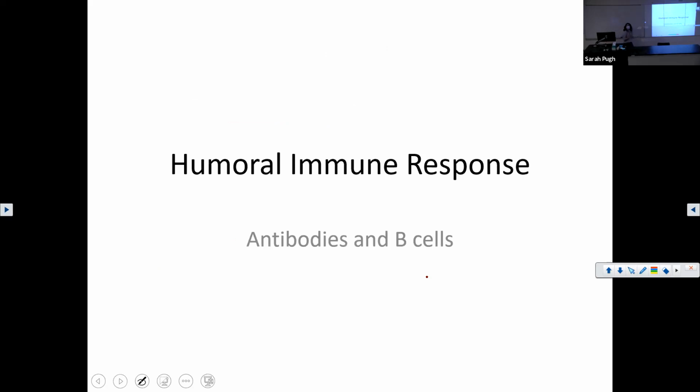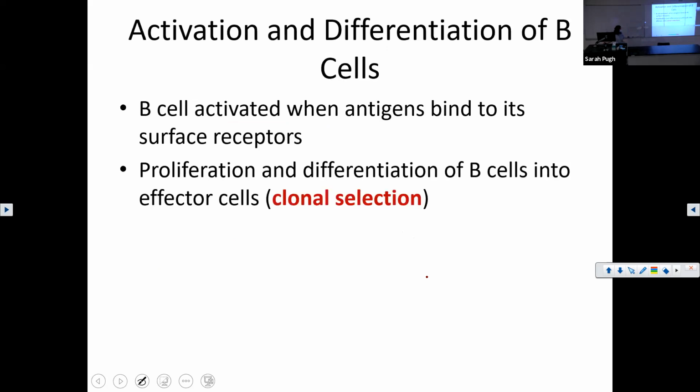So really what we're going to focus on today is the B cells. We're going to spend most of our time talking about the humoral immune response. We're going to talk a lot about antibodies, about B cells, and about vaccines and how those work, okay? So remember, B cells are part of our adaptive defenses. They're very specific, and they're targeting any free-floating foreign organism, extracellular targets.